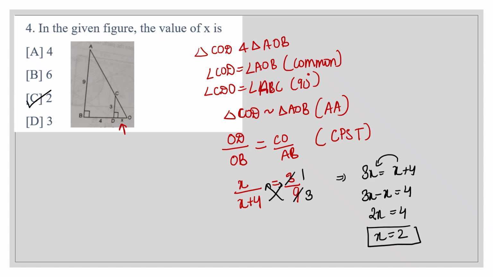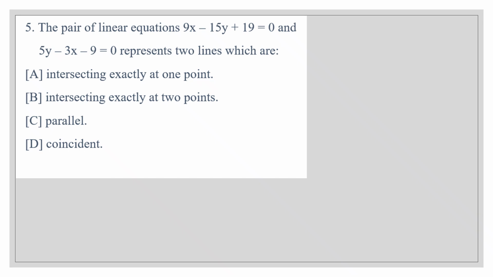So answer is C. Question number 5. The pair of linear equations 9x minus 15y plus 19 is equal to 0 and 5y minus 3x minus 9 is equal to 0. First, let's write this second equation in terms of x, y and constant. So this will become negative 3x plus 5y minus 9 is equal to 0, and the first equation is 9x minus 15y plus 19 is equal to 0.